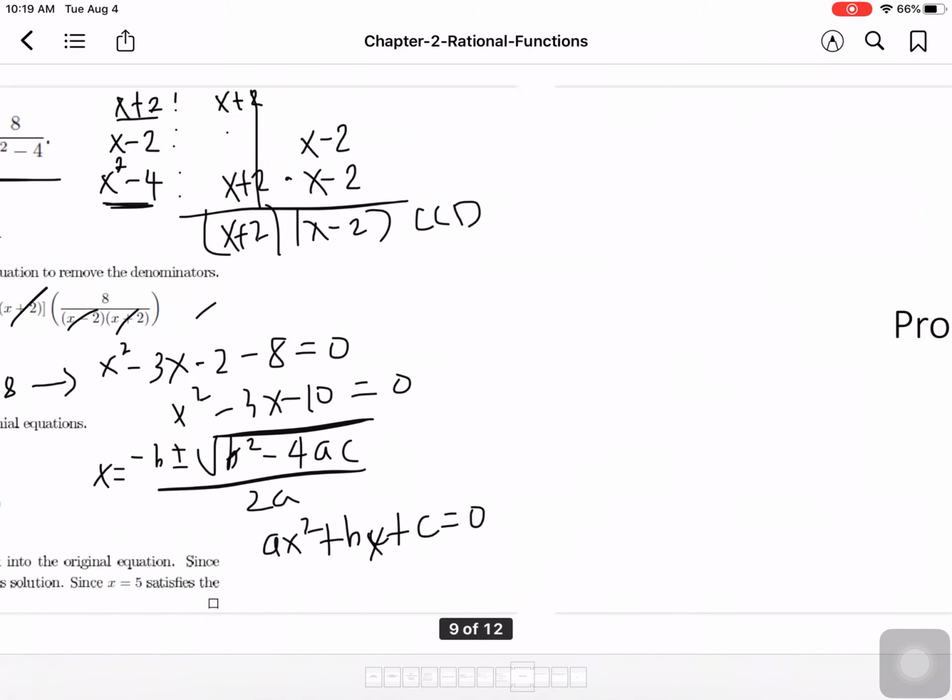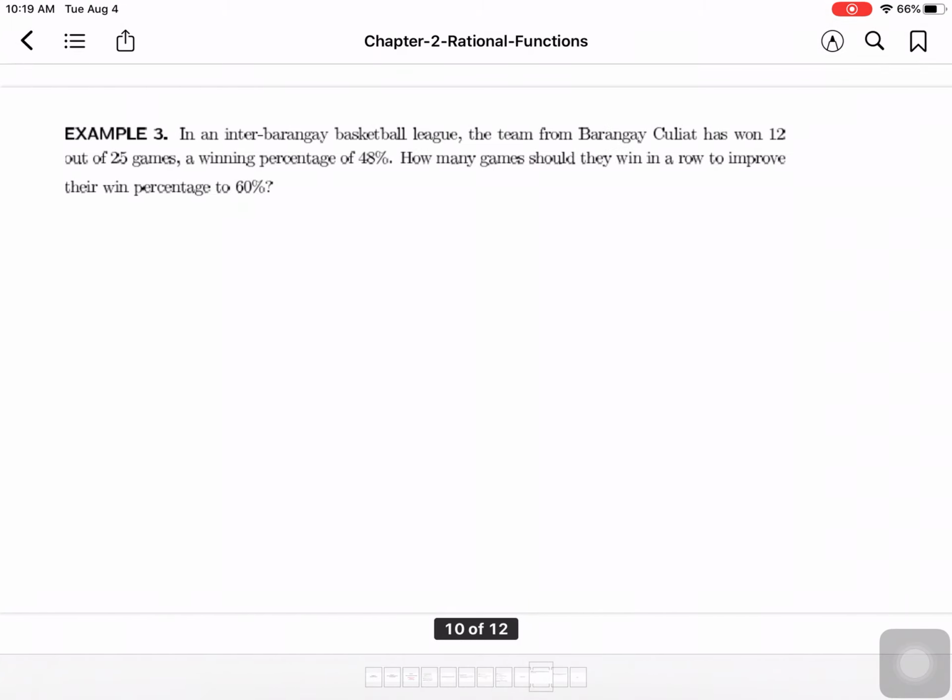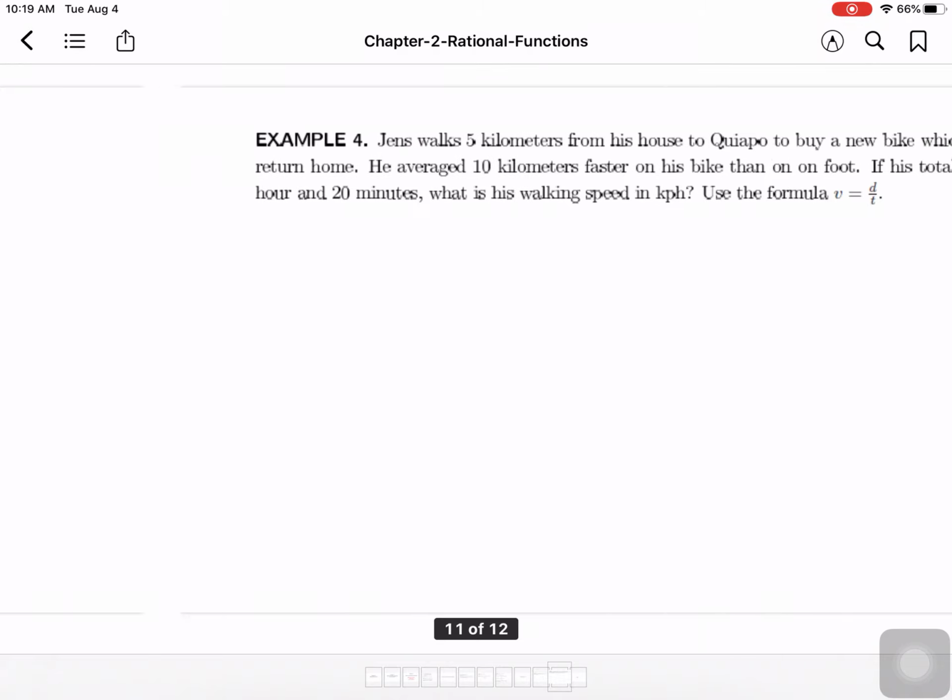Let's move on. Let's go to problem solving. In an inter-barangay basketball league, the team from Barangay Kulyat has won 12 out of 25 games, a winning percentage of 48%. How many games should they win in a row to improve their winning percentage to 60%?